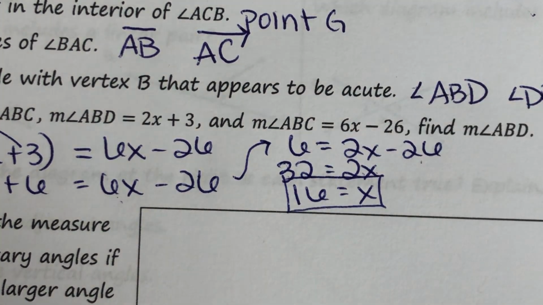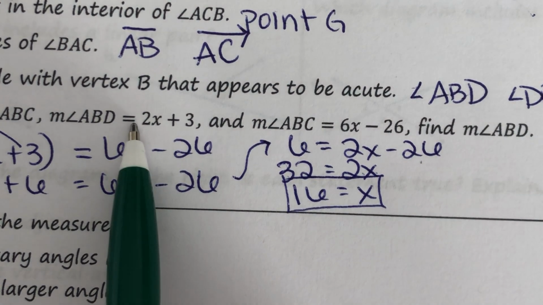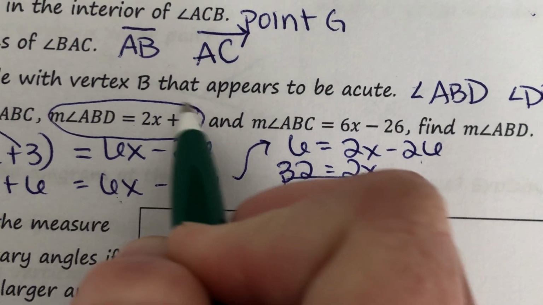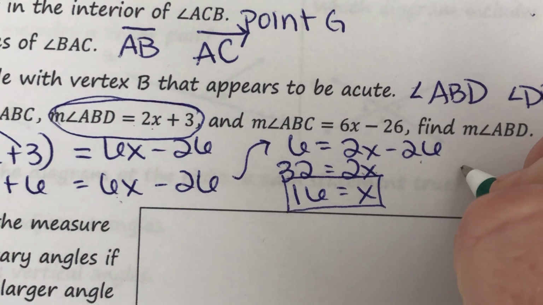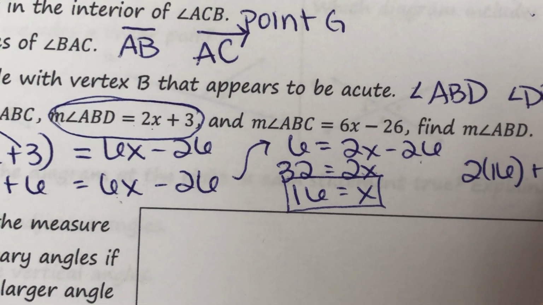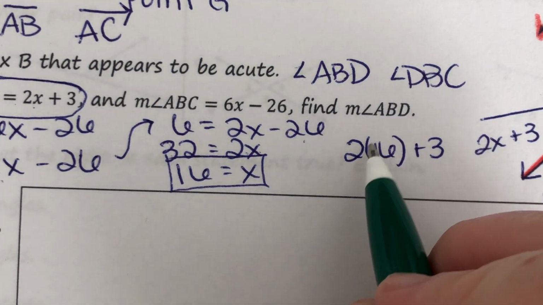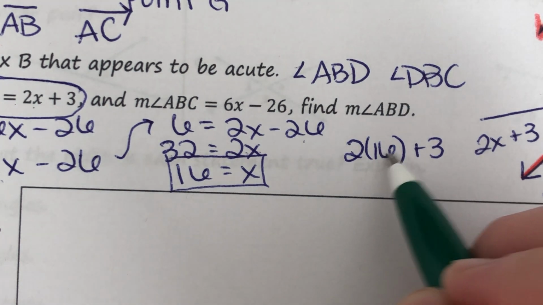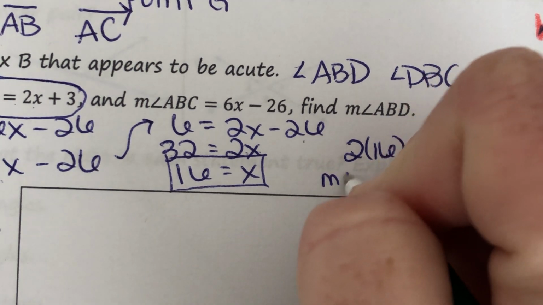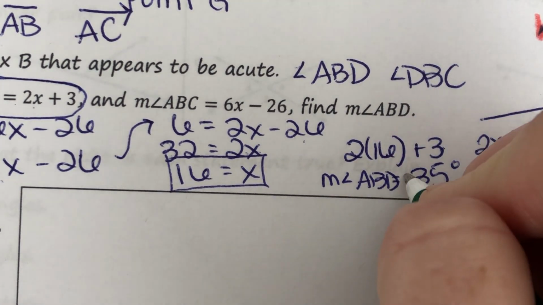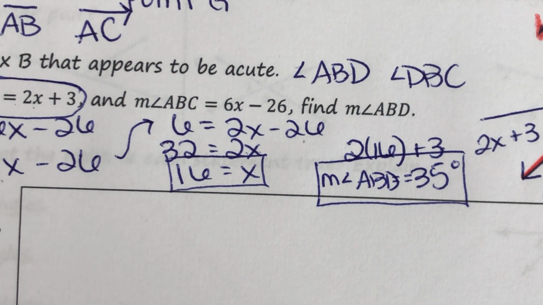But it didn't ask me to solve for x. It asked me to find the measure of angle ABD, so that's what I need to do. It also told me up here that ABD is 2x plus 3. So now that I know that x is 16, I'm just going to solve, right? 2 times 16 plus 3. Be careful in organizing all your steps. Make sure you're answering the question. 2 times 16 is 32. 32 plus 3 is 35 degrees. So the measure of angle ABD equals 35 degrees. Okay, hopefully that makes sense to y'all.